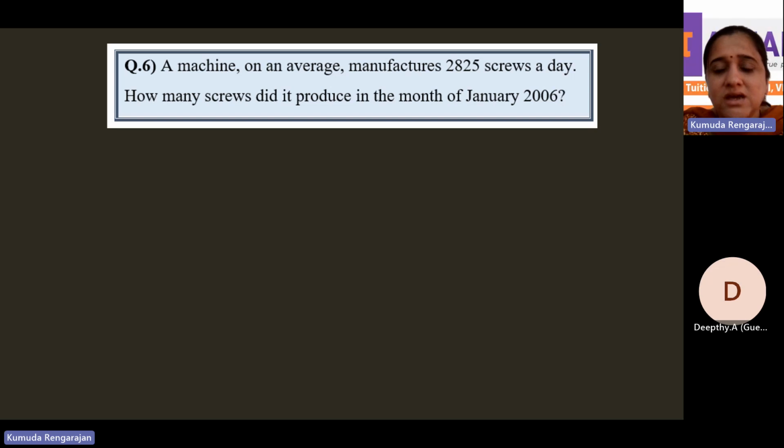Because one day, 2,825 screws. For 31 days, it'll be 2825 plus 2825 plus 2825, 31 times. And we know that repeated addition is multiplication. So it's multiplication.